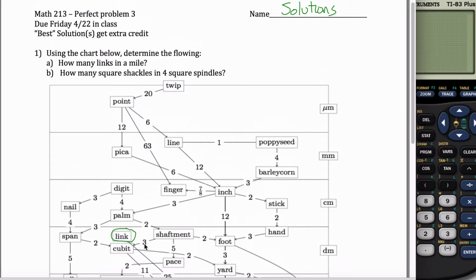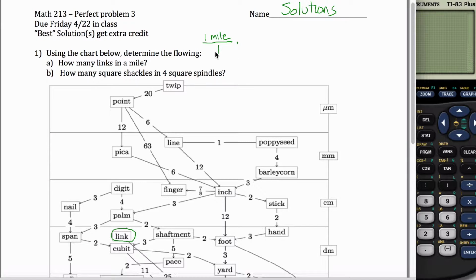With all that information, I can figure out how many links there are in a mile. And you could just do it with a whole bunch of multiplication, but I'm going to set this up in a way that'll be useful for problems that are a little bit more challenging than this first one here. And so what I'm going to do is I'm going to start out with 1 mile. I'm going to keep track of all my units here. And I'm going to write it as a fraction, so I'm going to write 1 mile over 1.